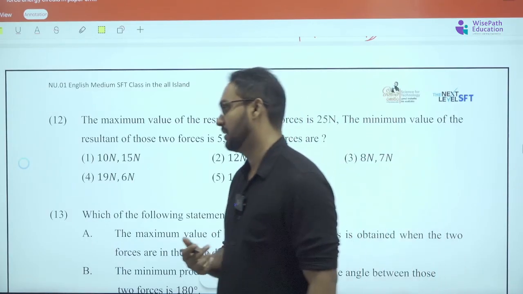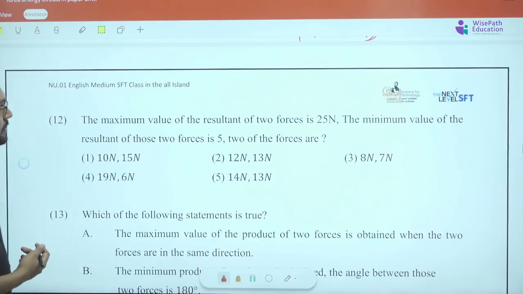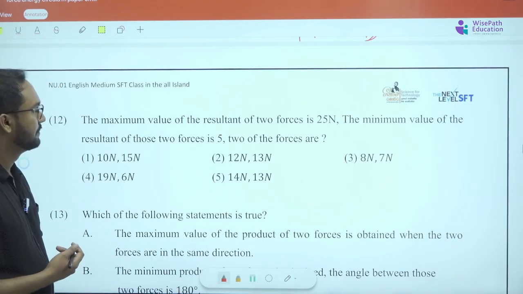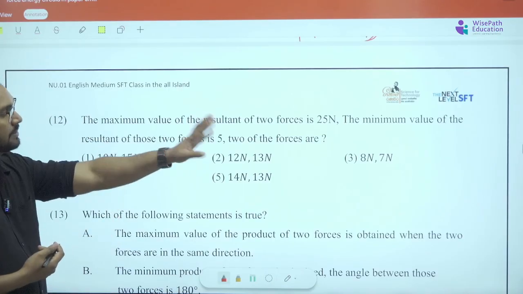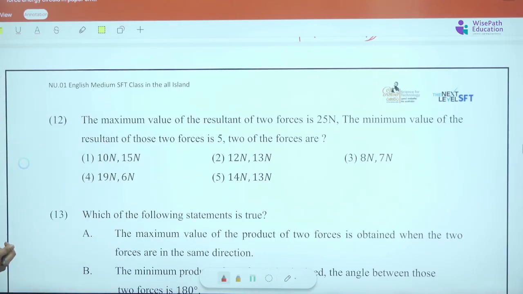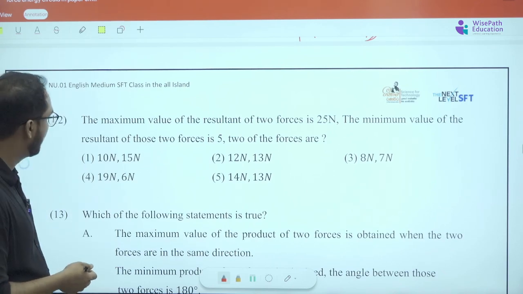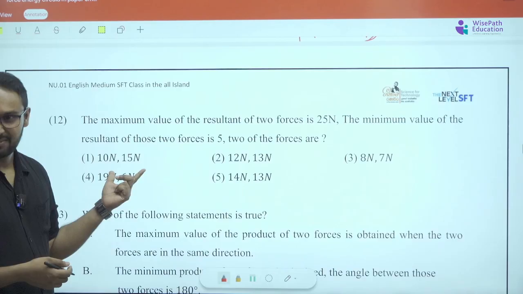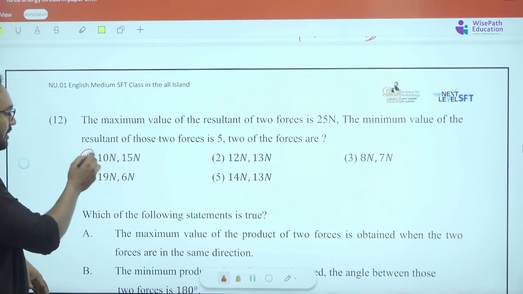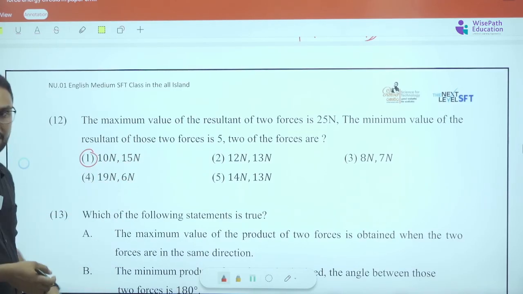Yes? Right. So they are telling that the maximum resultant of the two forces is 25. The minimum value of the resultant of those two forces is 5. That's a deduction. So you have to check what gives the addition 25 and the deduction 5. So which gives the addition of 25? This one, right? The first answer directly gives it. Addition is 25, deduction is 5. Easy.